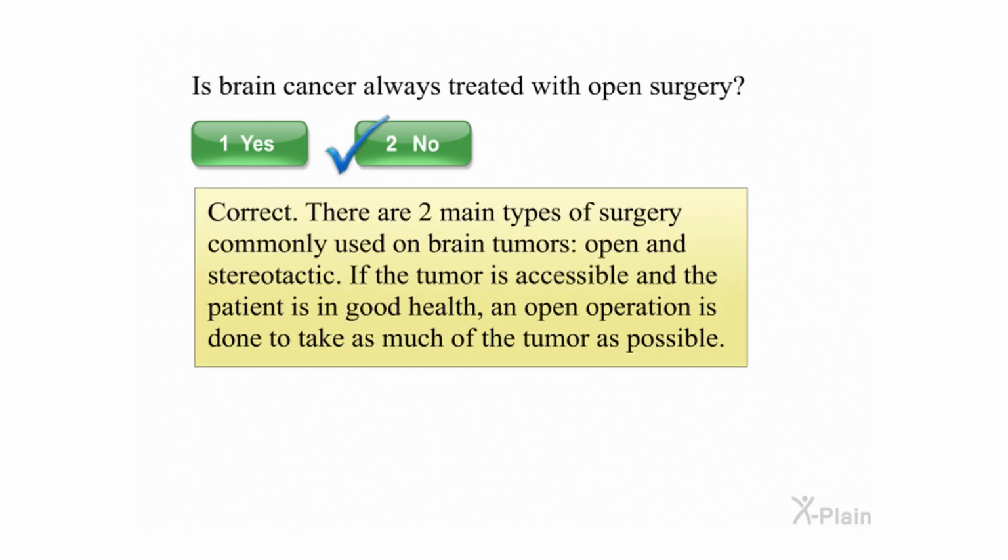Is brain cancer always treated with open surgery? Select yes or no. Correct. There are two main types of surgery commonly used on brain tumors, open and stereotactic. If the tumor is accessible and the patient is in good health, an open operation is done to take as much of the tumor as possible.